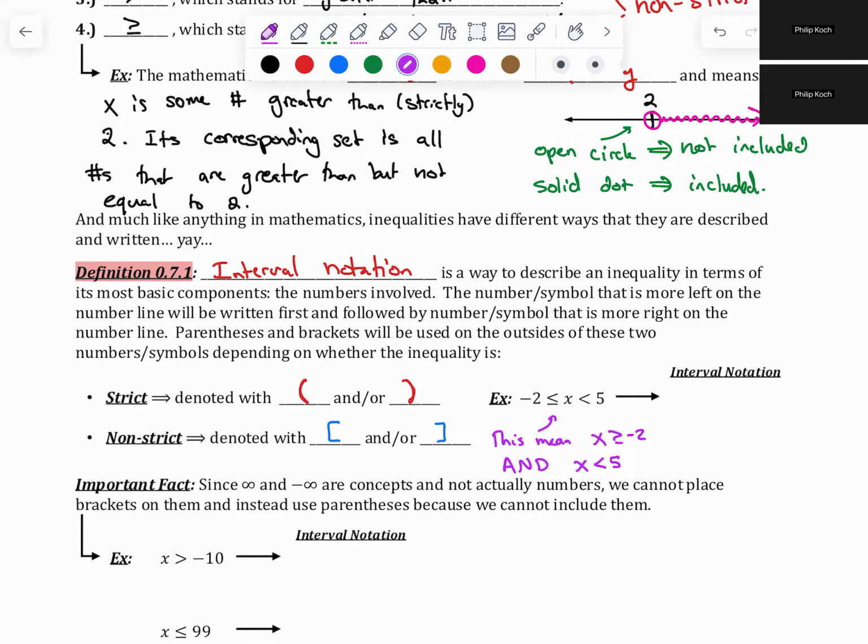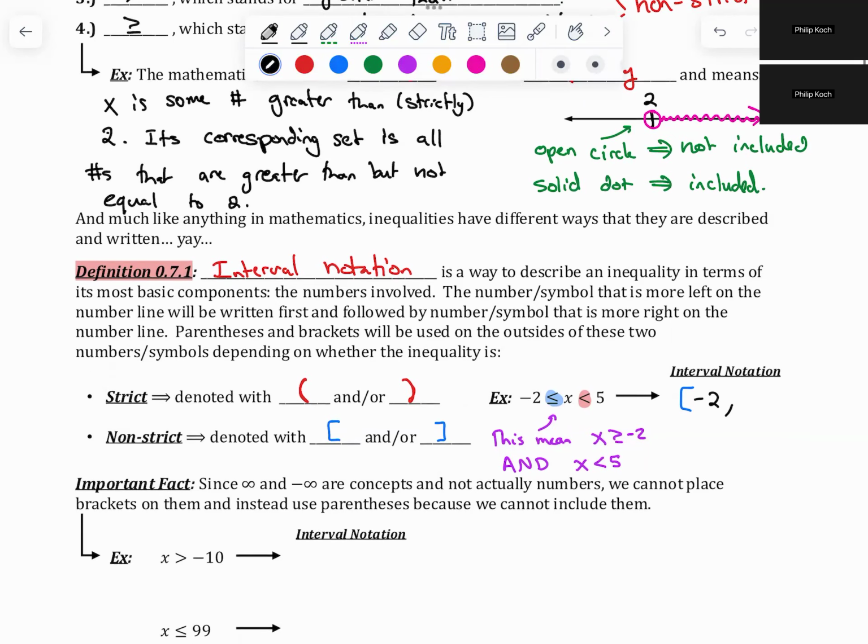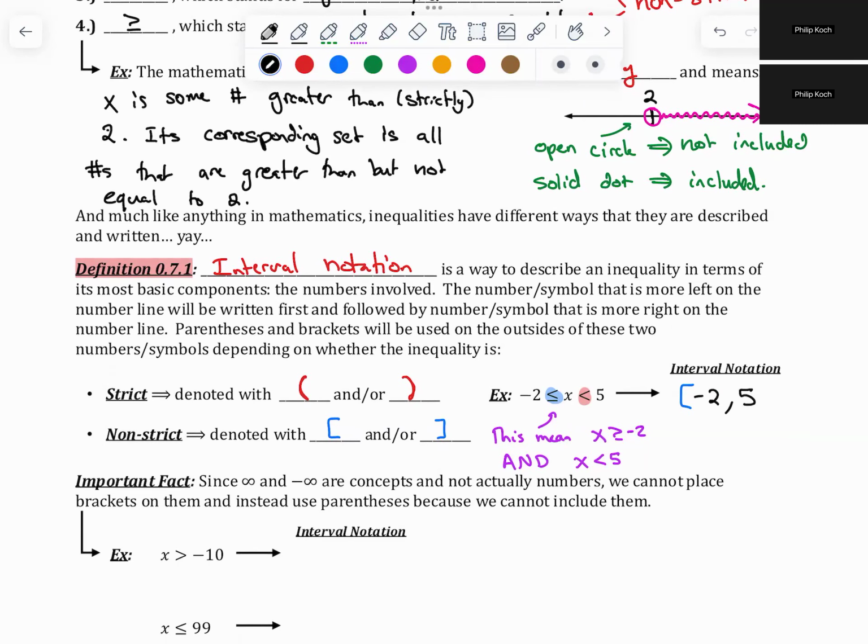And so the interval notation, the first one is non-strict, and the second one is strict. So it's going to start with a bracket. The number that is more left on the number line is the -2. So -2, comma, and then the one that's further right on the number line. And then since it's a strict inequality, we write it like that. Parenthesis means that it cannot be included. Bracket means that it is included.